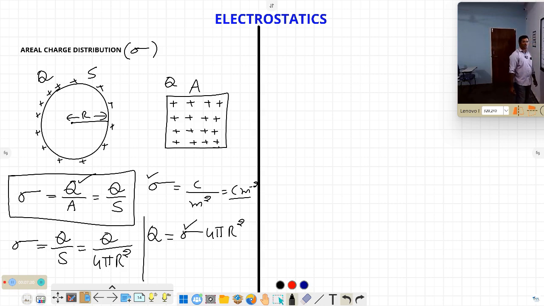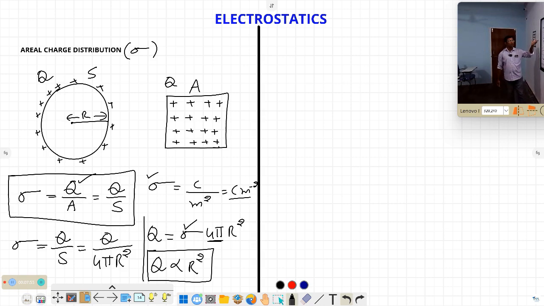The sigma is called areal charge distribution. This is nothing but areal charge density, we can also call it. This density is always constant and 4 pi is also constant. If we take the constant condition, the charge accumulated on the body is directly proportional to the square of the radius of the sphere. So this is one of the relations we can get. That means if we take a sphere of larger radius, more charge will be accumulated, and less charge will be accumulated on a smaller one. This is one of the, which one? Areal charge distribution.